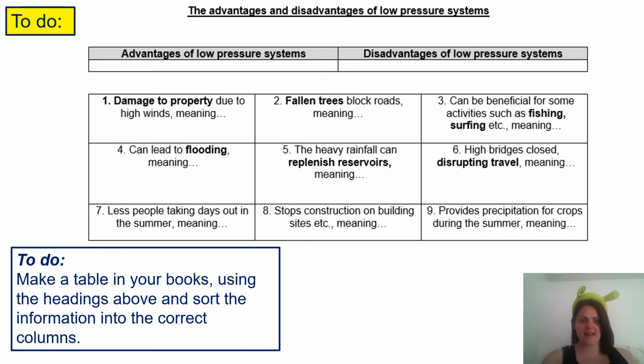Alright, so here is your activity. I want you to draw out this table in your book or on your page or on your laptop. This table here. So you've got two columns. The first column is the advantages of low pressure systems, and the second one is the disadvantages of low pressure systems.